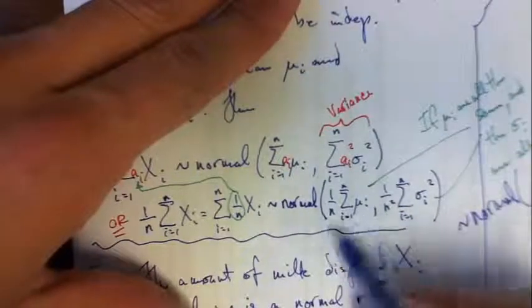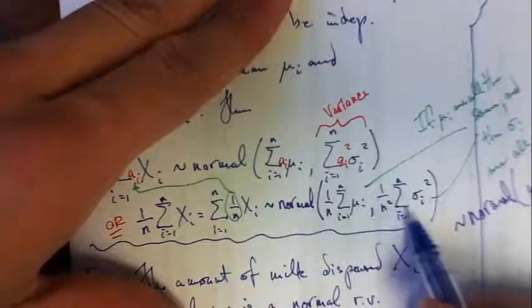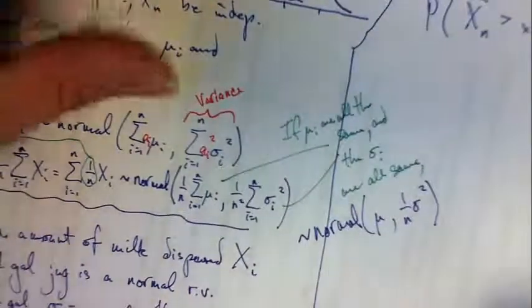Let's see, this is like adding up n mu's, right? So n times mu, n over n, that just gives me mu. And then here, this is like adding up n sigma sub i squared. So I'm left with 1 over n times sigma squared, right? And that looks really familiar, doesn't it?